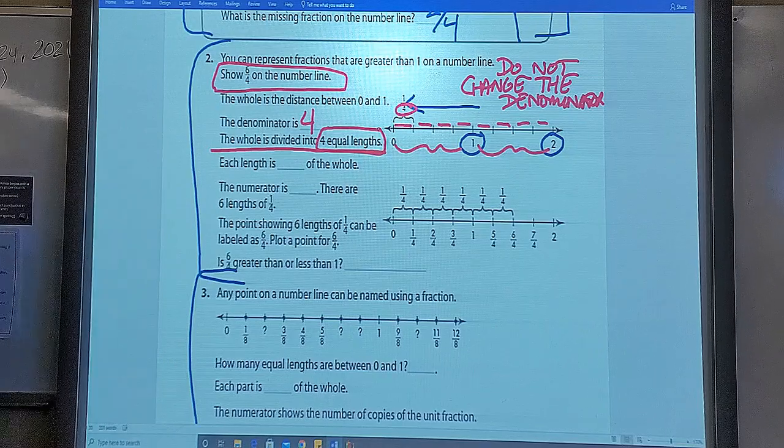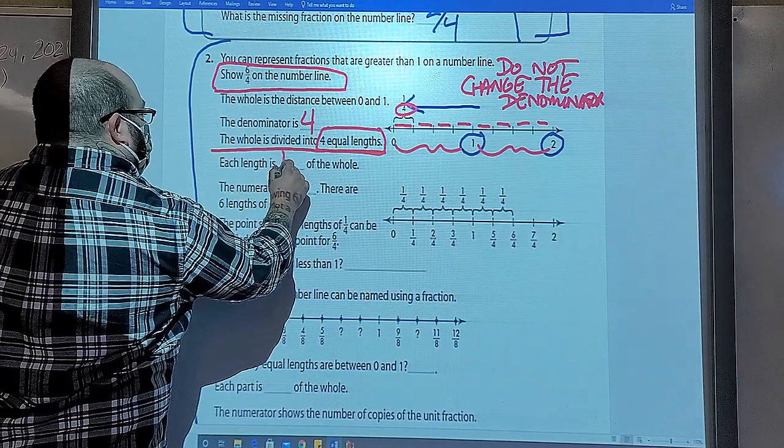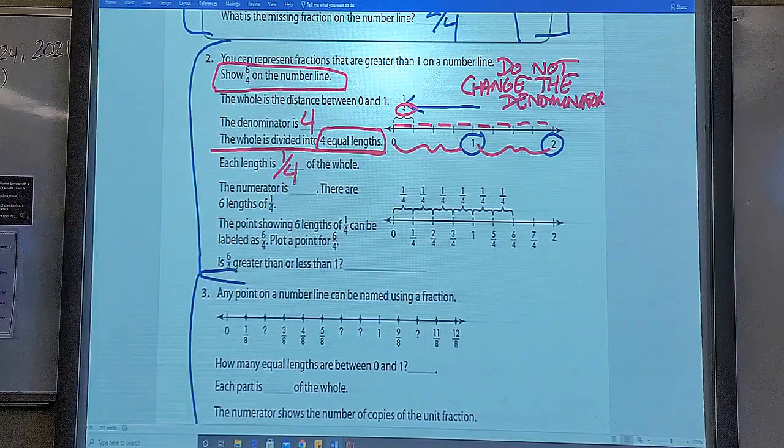There's another hint. There's a fraction already there. Brewer, each length is what part of the whole? Say it louder. I still can't hear you. It's not 4. It's a fraction, guys. If there are 4 parts, then each part is what? Schmidt. 3. Guys, we're looking for a fraction, and it's already on the page. Andrew. 1 out of 4. 1/4. Each length is 1/4. It's the same thing we did up there, guys.